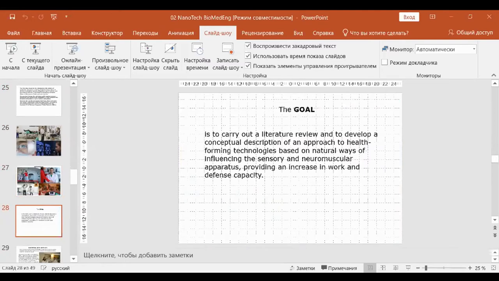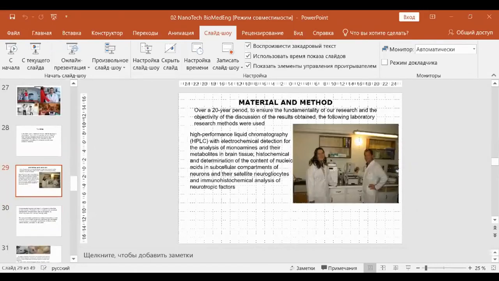The goal is to carry out a literature review and to develop a conceptual description of an approach to health-forming technologies based on natural ways of influencing the sensory and neuromuscular apparatus, providing an increase in work and defense capacity. Over a 20-year period, to ensure the fundamentality of our research and the objectivity of the discussion of the results obtained, the following collaborative research methods were used.